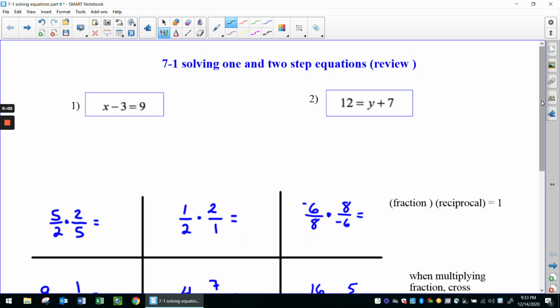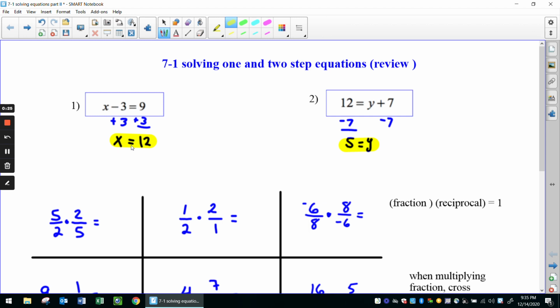Okay, we're going to go ahead and look at some review questions, and then we'll get into a new lesson. So 7-1, solving 1 and 2 step equations. Let's review from last week. Let's look at problem number 1 and 2. Give you guys some time to solve it on your own, and we'll be right back.